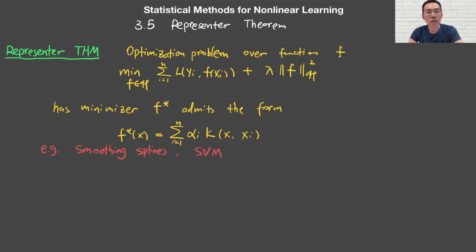Today, let's talk about the representer theorem. It is essentially the reason why the support vector machines and the smoothing spline have the same form, that the nonlinear function is a sum of kernel functions. So here is the statement of the theorem.